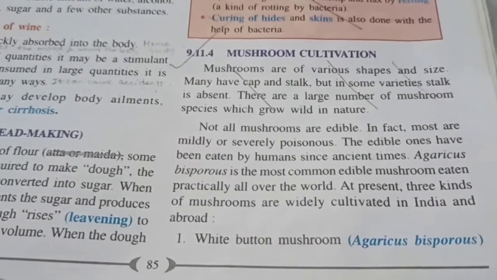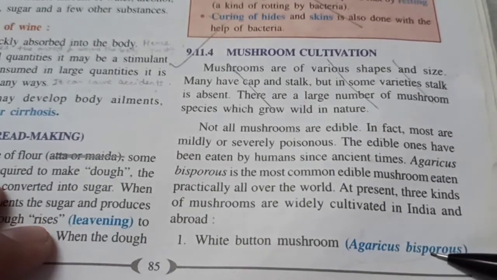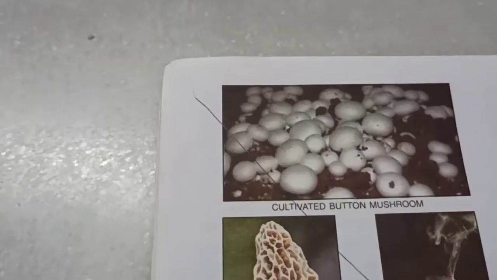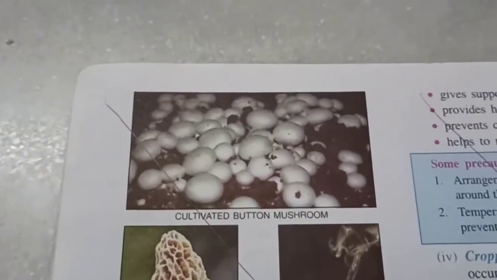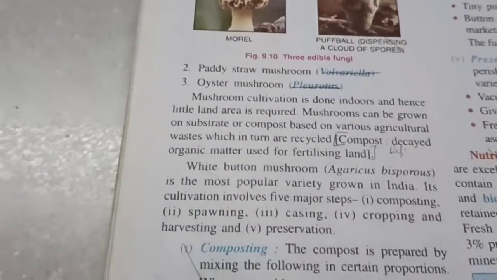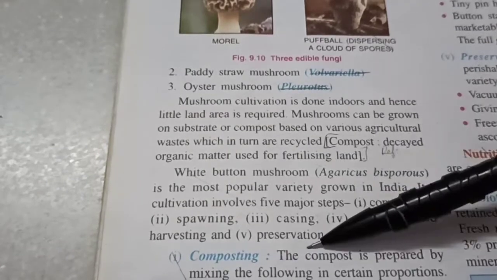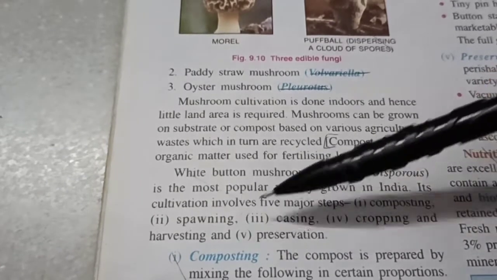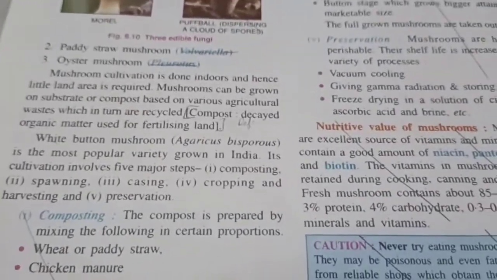Mushroom is also a fungus and it's edible, some of them. In India, Agaricus bisporus is very popular, white button mushroom. It looks like this. Yummy, isn't it? Well, it is cultivated in 5 steps: composting, spawning, casing, cropping, harvesting, and preservation. Cropping and harvesting was step 4. But the details of this step is not in syllabus.